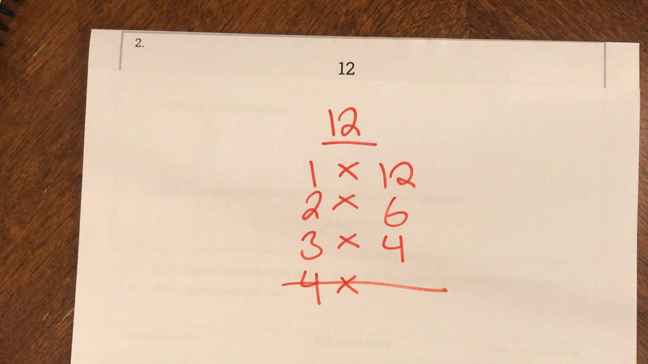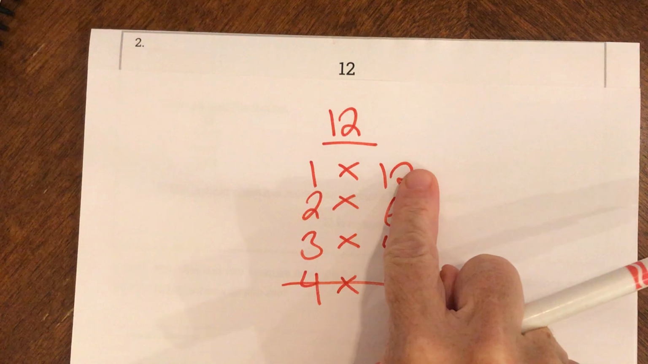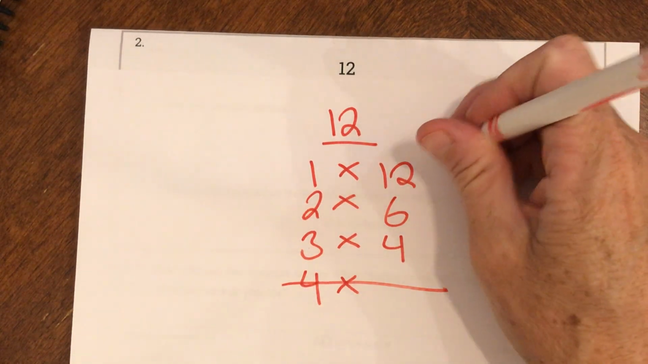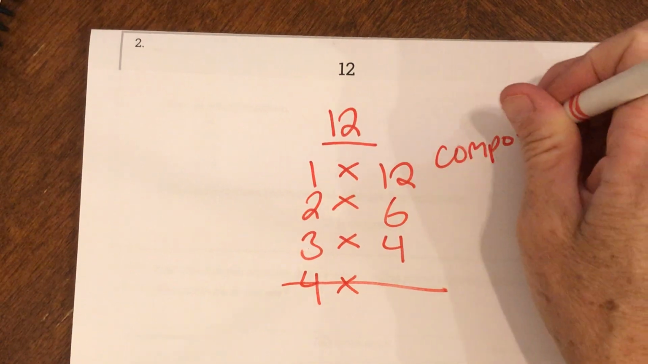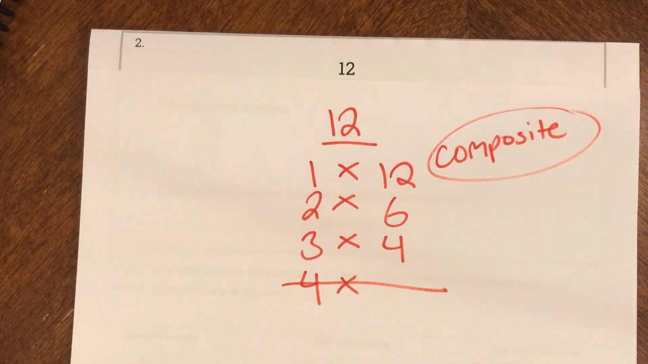Okay, so notice how many factors do I have for 12? I have more than 1 and itself. I also have 2, 6, and 3, and 4. So this number is what we would call composite. It's composite because it has more than 2 factors.